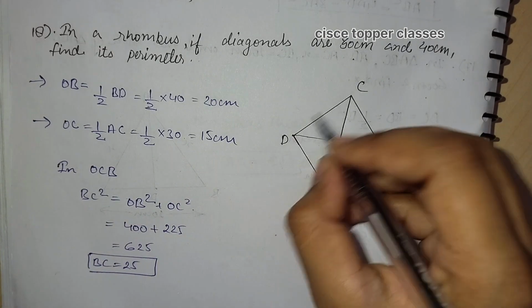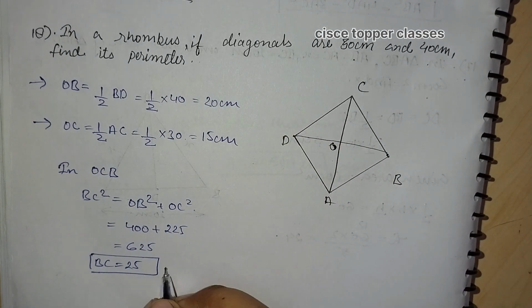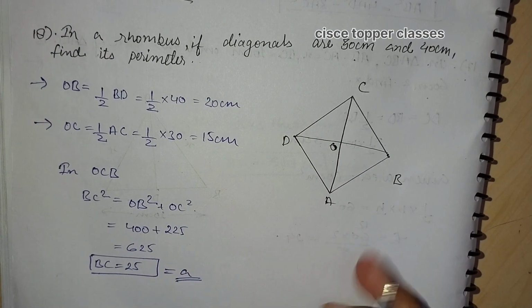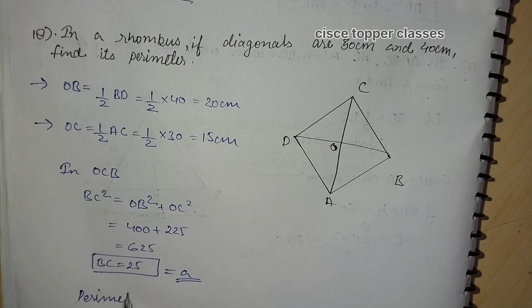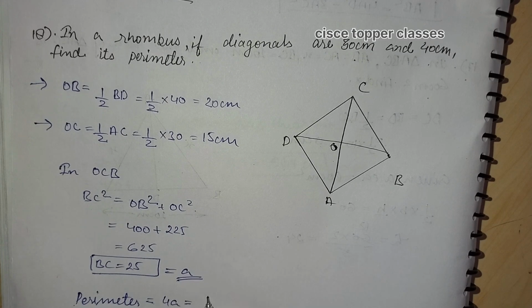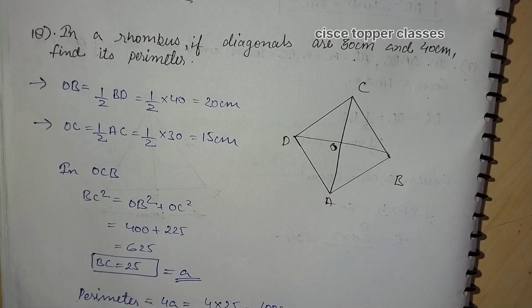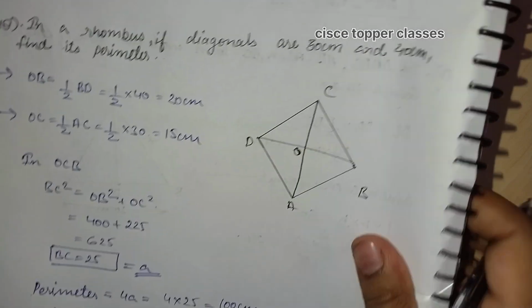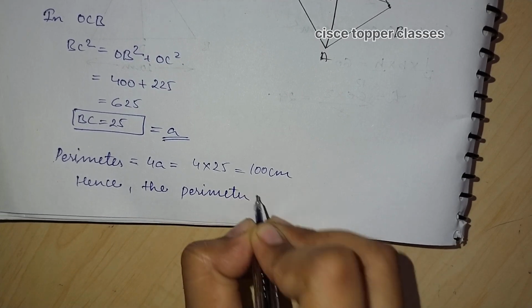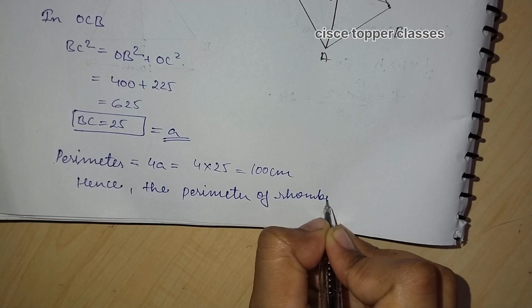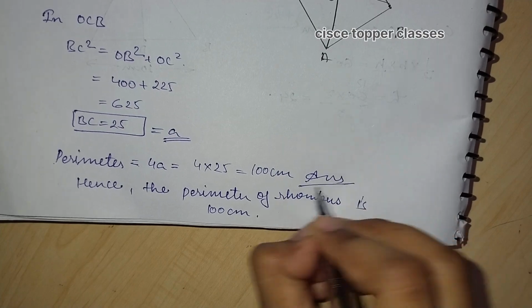From that we found that in a rhombus all the sides are equal, means AB is equal to BC is equal to CD and DA. So let A be the side of this rhombus. Now we have to find the perimeter here, and the formula for the perimeter will be 4A, equal to 4 into 25. We will put the value of A here. This will be 100 centimeter. Hence the perimeter of the rhombus is 100 centimeter. So this is the final answer in this question which we had to find.